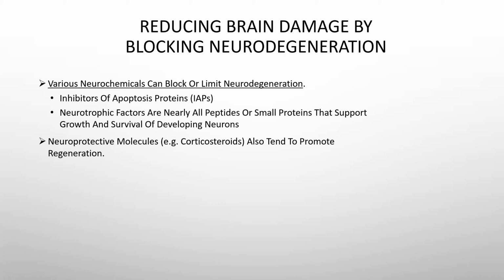We do have inhibitors which inhibit apoptosis. Remember, that is programmed cell death. So these proteins can inhibit that. Also, neurotrophic factors are nearly all peptides or small proteins that support growth and survival of developing neurons. So it's just as important to try to nourish and help grow those new neurons as it is to inhibit them from dying. Neuroprotective molecules like corticosteroids also tend to promote regeneration.